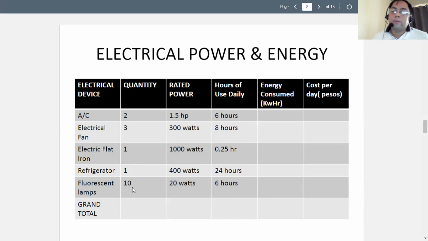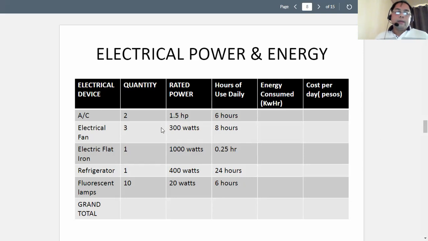Maybe you need more bulbs in your house, because you have to light up your house, depending on how much room you have and how much lighting you want, how bright is your house. So maybe in this household they need 10, and the power rating is 20 watts for every bulb or lamp. The refrigerator is using around 400 watts. The flat iron needs 1,000 watts.